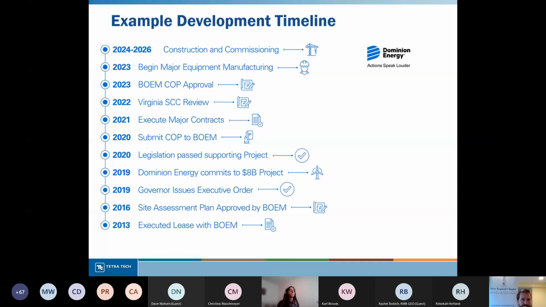So this slide provides an example development timeline for an offshore wind project. We almost didn't include this slide because the timeline doesn't exactly match up with what we've talked about, right? So we see a SAP being approved in 2016 and a COP being submitted in 2020, whereas I just told you that they needed to be submitted within 1 and 5 years. But what likely happened here was that the developer requested an extension and BOEM granted that extension.